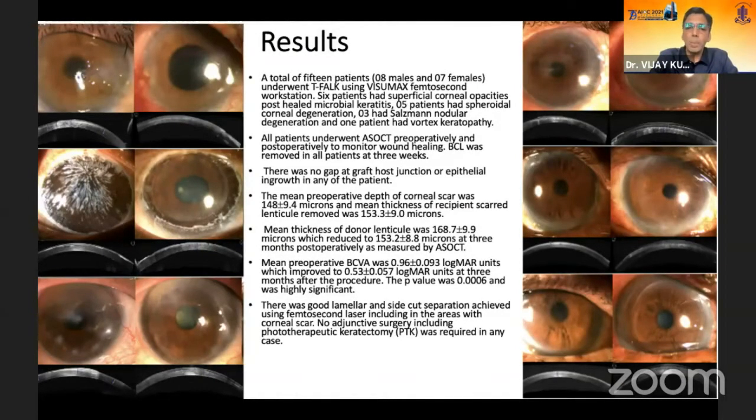Six had corneal opacities due to healed microbial keratitis, 5 had spheroidal degeneration, 3 had Salzmann nodular degeneration, and 1 had vortex keratopathy. The mean preoperative depth of corneal scar was 148 microns, and the recipient scar lenticule that was removed was 153 microns. The mean thickness of the donor lenticule was 168 microns. We kept the donor lenticule 10% thicker to cater for graft compaction, which occurs after the procedure.